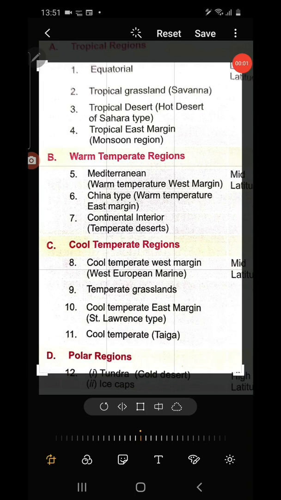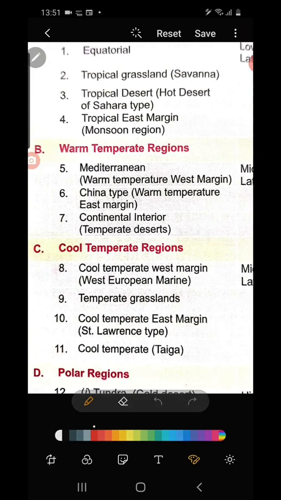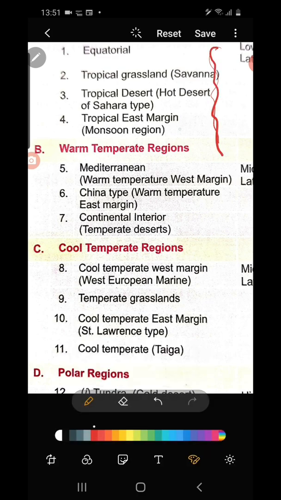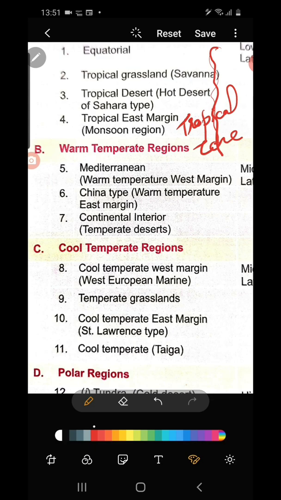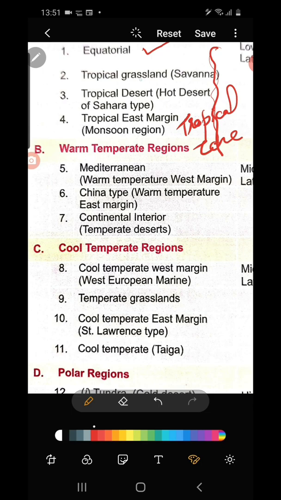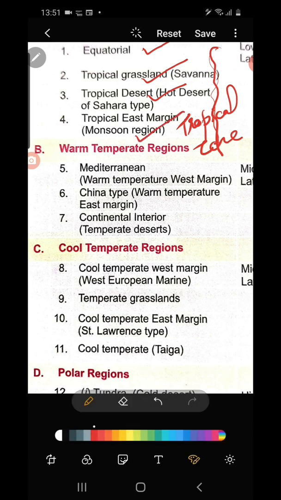So children, we discussed the tropical region. Under the tropical region, this many regions come. All these regions are the tropical zone or tropical region. Which natural regions come under the tropical zone? Equatorial region, tropical grasslands, tropical desert and tropical monsoon region. So all these four regions we discussed. We also discussed the Mediterranean region.